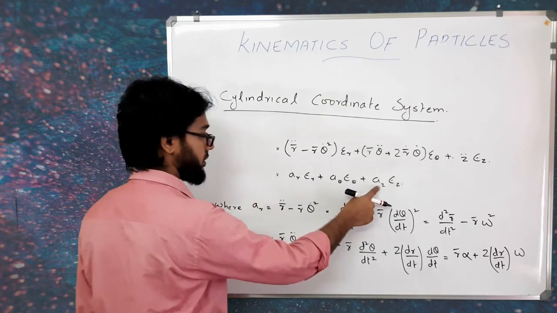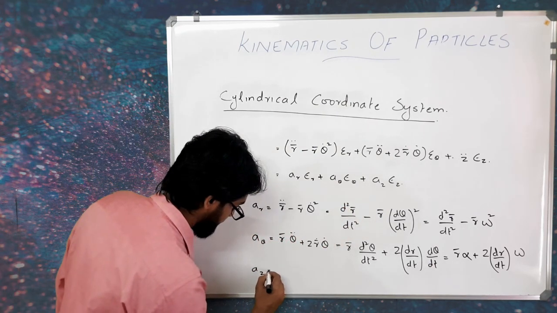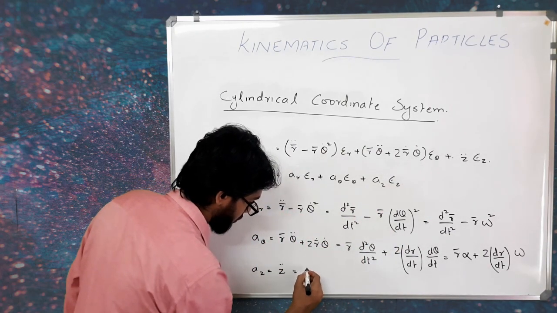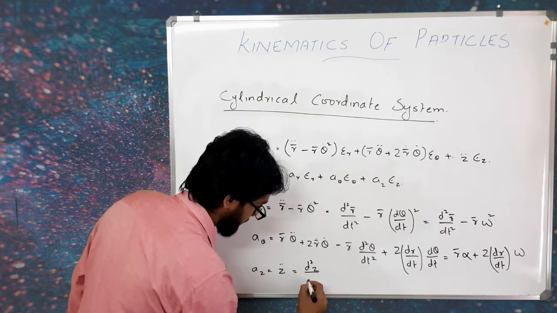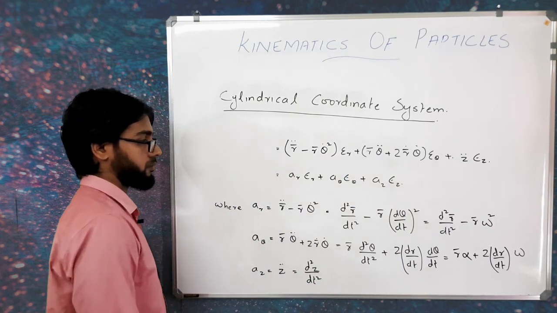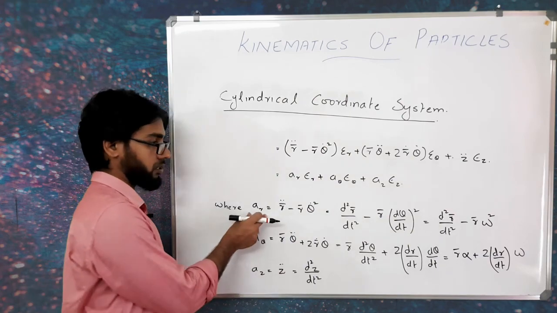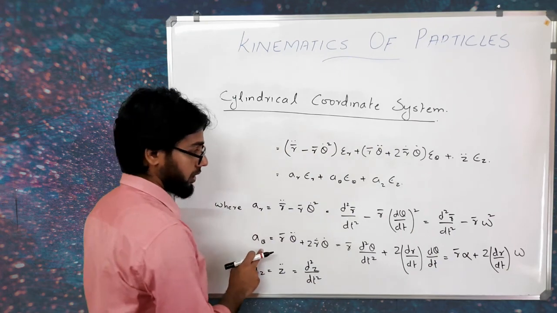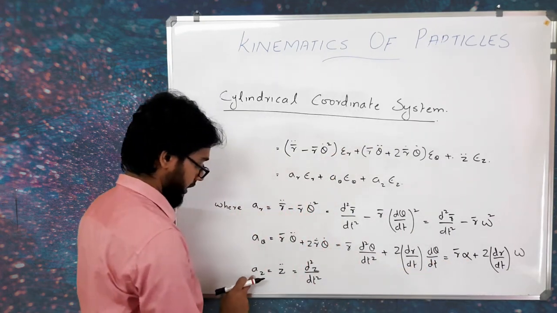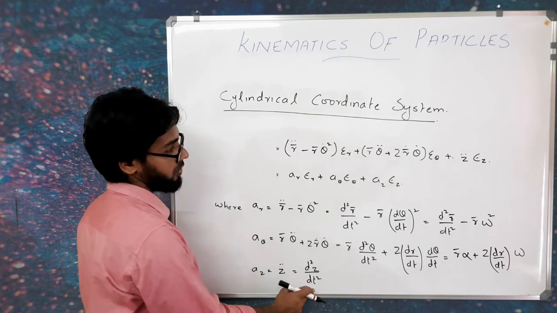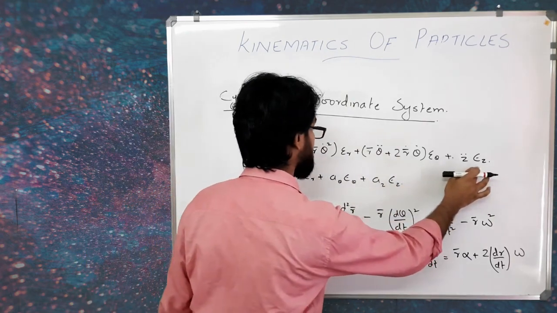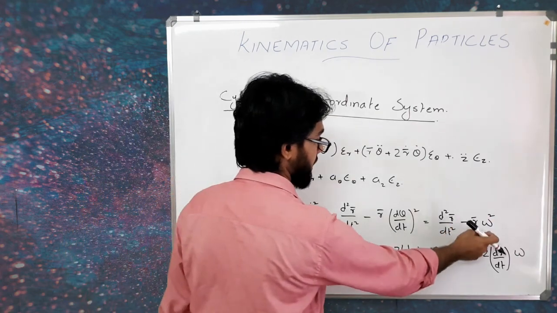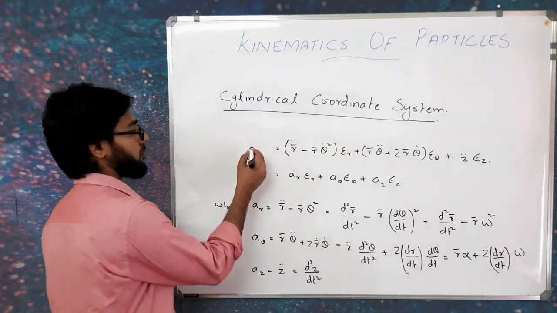And finally az is z double dot, which is equal to d square z by dt square. So better if you learn these: ar equals this value, a theta equals this value, az equals this value. Instead of learning this equation by heart, which may be difficult for you, better learn it by parts in terms of omega and alpha. So I'll write it.